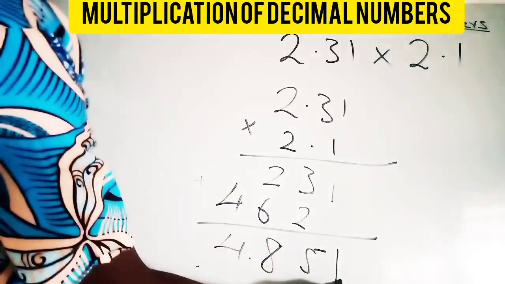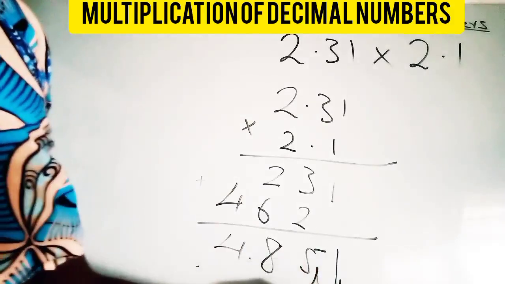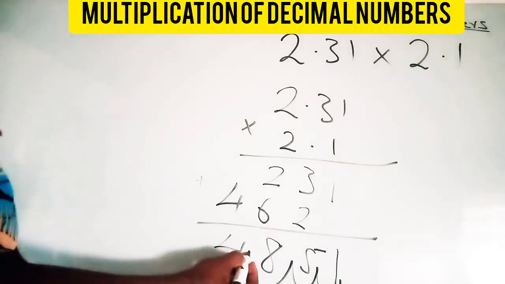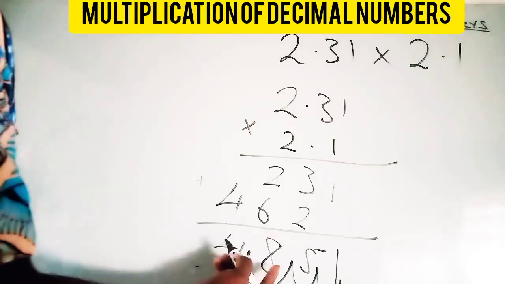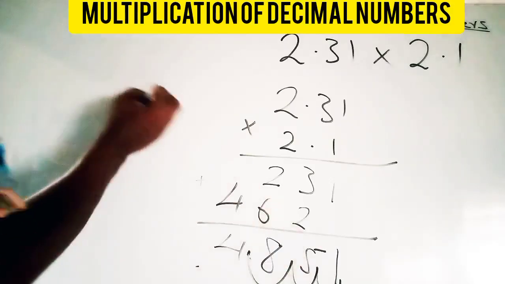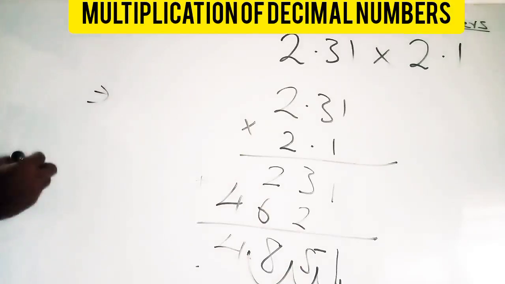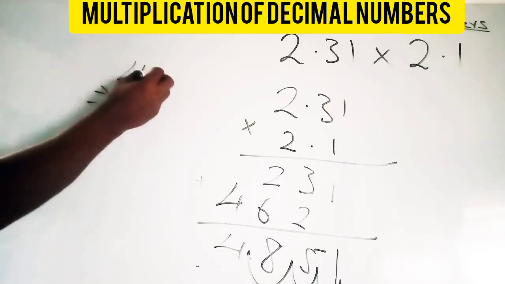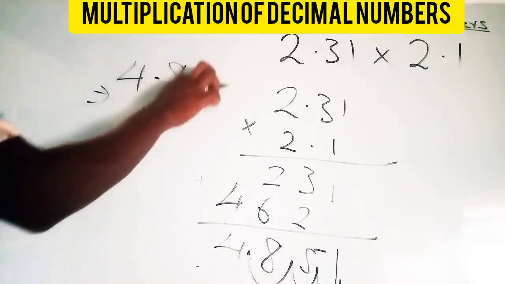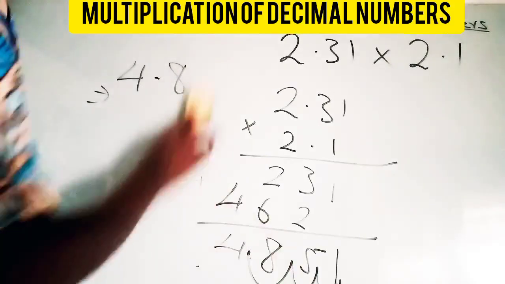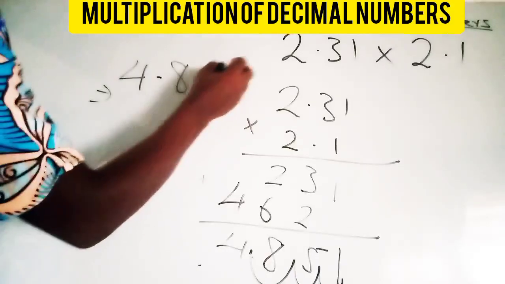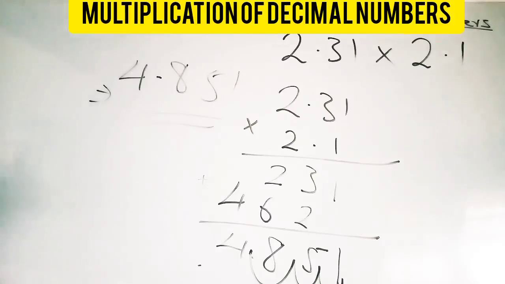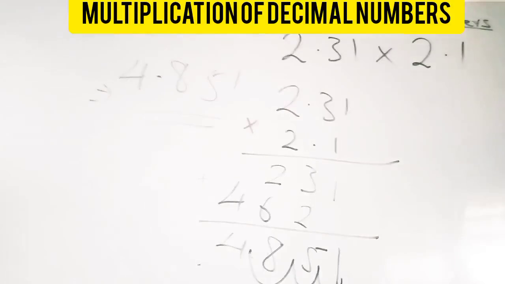You stand here at the decimal point, then you move 1, 2, 3. So you're going to have 4.851 as your final answer. So therefore, your final answer here is going to be 4.851. Let's look at another example.